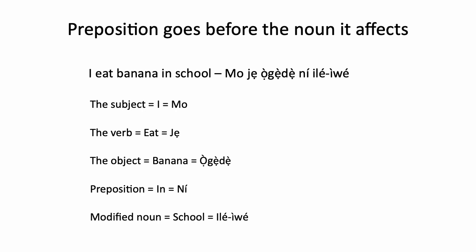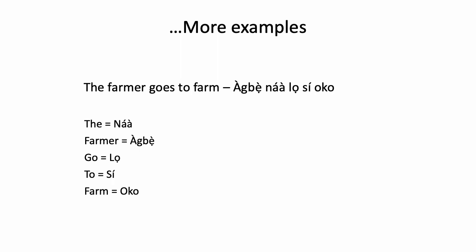Let's consider similar examples. The farmer goes to farm. Agbe na lo si oko. Agbe na lo si oko. Here, the preposition to is si in Yoruba. Agbe is farmer. Na is the. Lo is the verb go. While oko is farm.